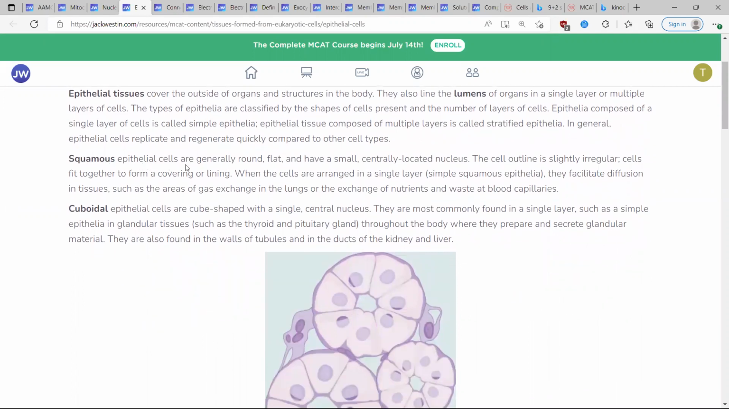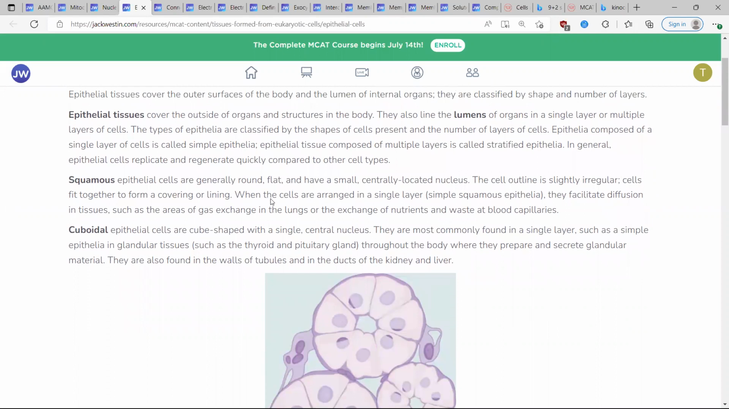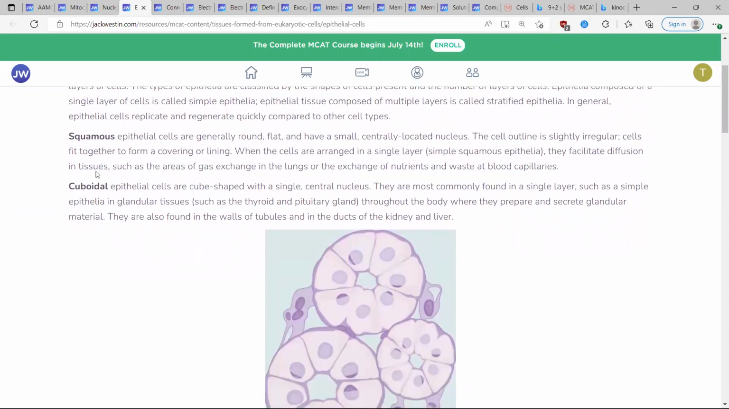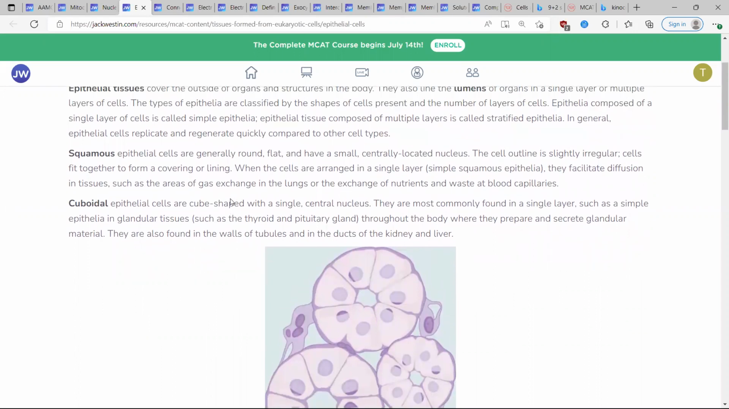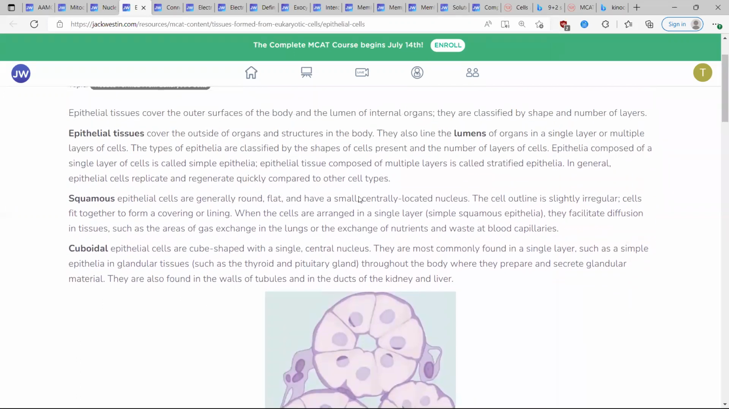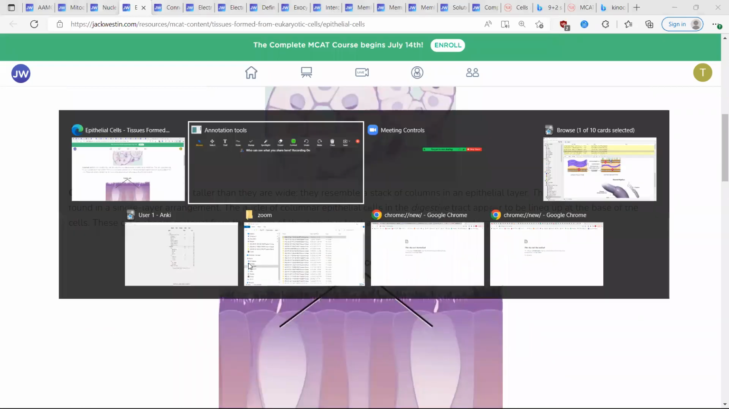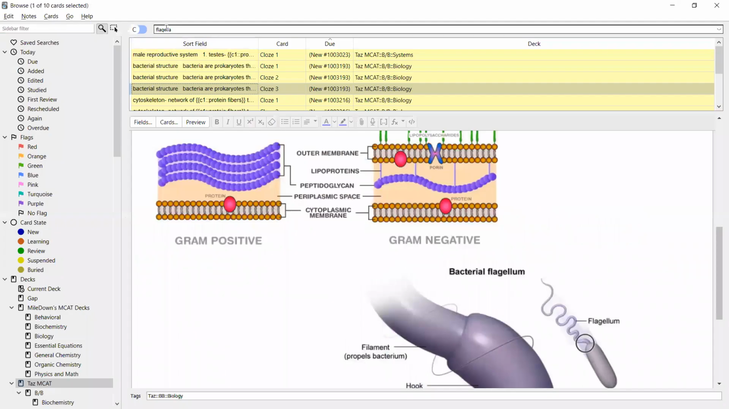Squamous epithelial cells are round and flat, and they have a center nucleus. Cuboidal cells are obviously cube shaped, usually in a single layer. Columnar is tall and kind of narrowish.